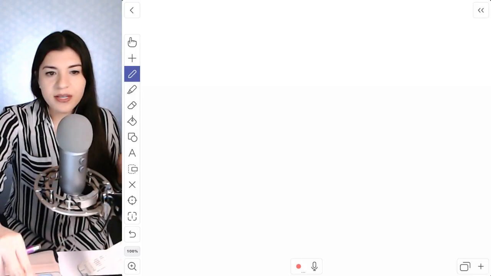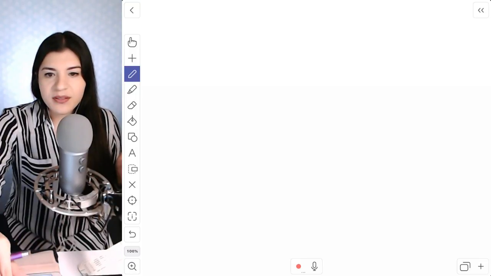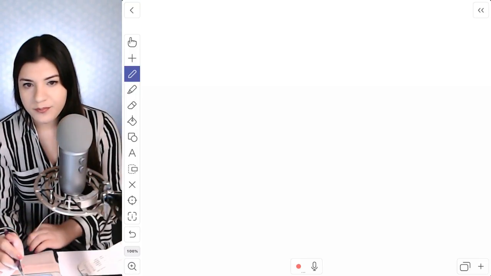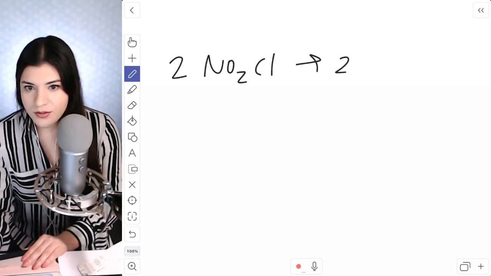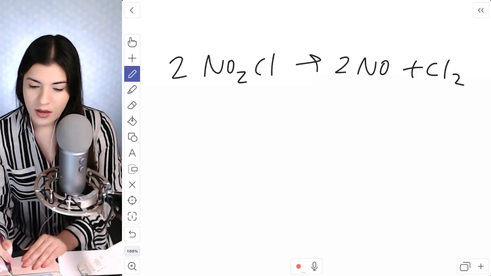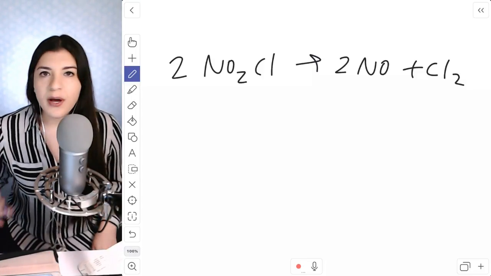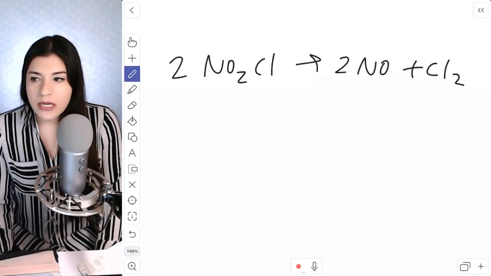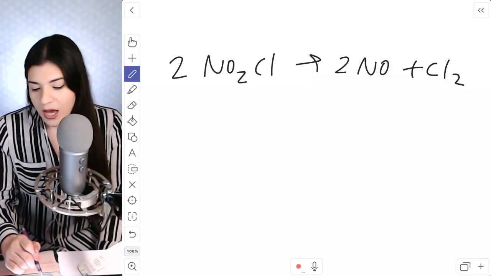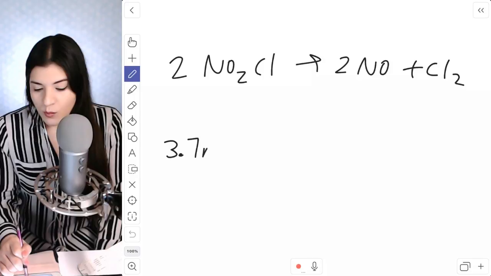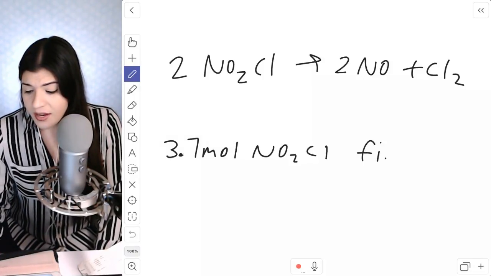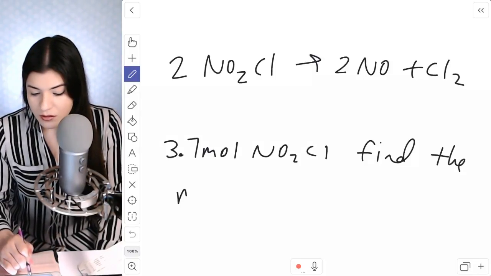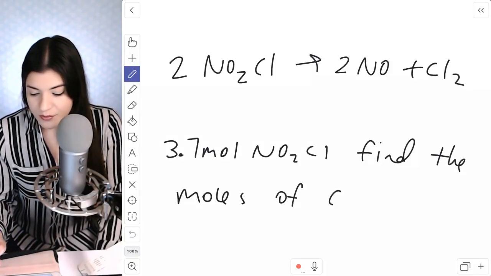Let's say I want to pull up an example real quick of mole ratios. I just want a balanced equation. Cool, found one. 2NO2Cl yields 2NO plus Cl2. Okay, let's say we had some sort of balanced equation here, and we were first given 3.7 moles of NO2Cl, find the moles of Cl2.